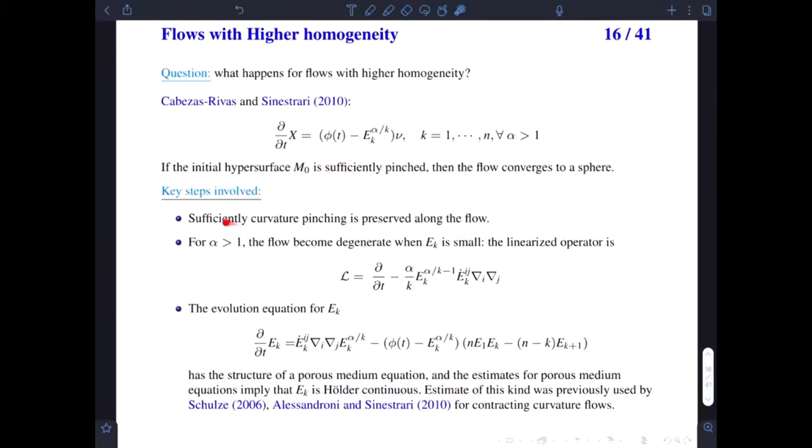We note that for alpha greater than 1, the flow may become degenerate when Ek is small. This is because the linearized operator L looks like this, and the coefficient here may become small if Ek is small. To overcome this problem, they observed that the curvature Ek satisfies this equation. This is a porous medium type equation. And so the estimate for the porous medium equation could be used to imply that Ek is Hölder continuous. This is useful to derive the regularity of the flow.